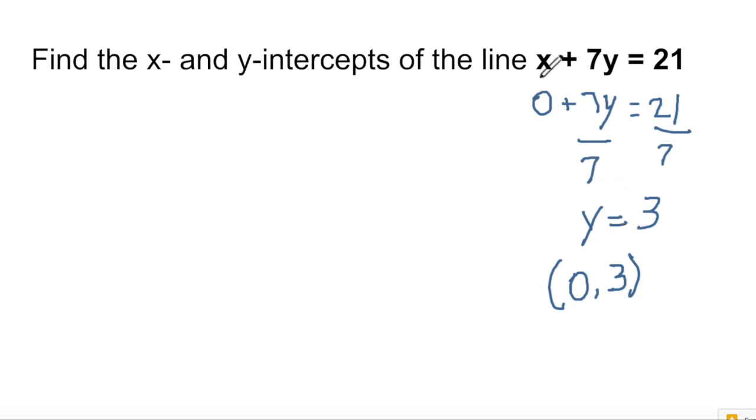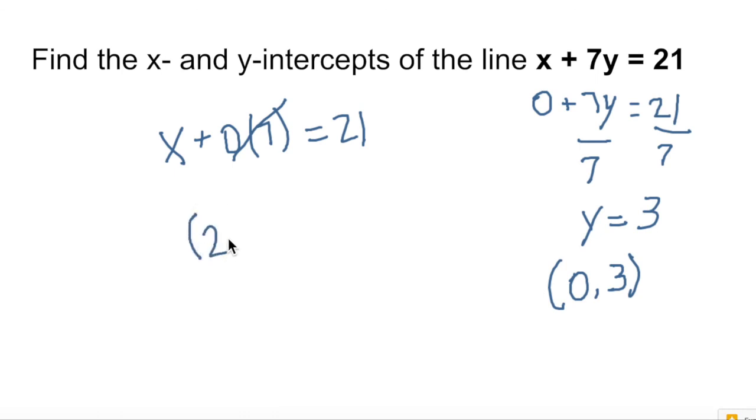Now let's look for the x-intercept. We're going to put in a 0 for y and figure out what x is. We get x plus 0 times 7, or 7 times 0, either way, equals 21. Since we put in a 0 for y, this we can ignore because that multiplies out to 0. So we get x equals 21. Our result is (21, 0).